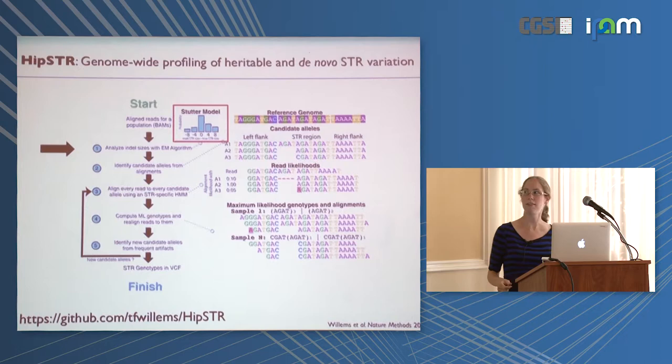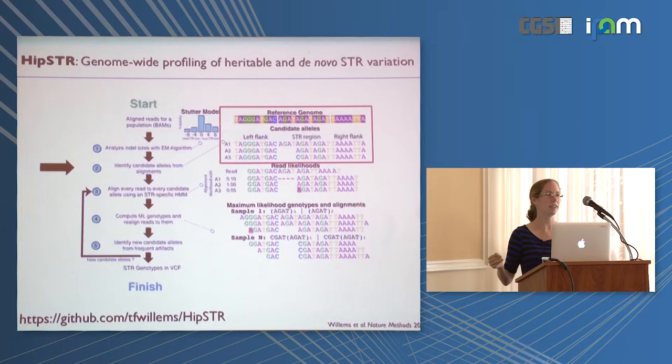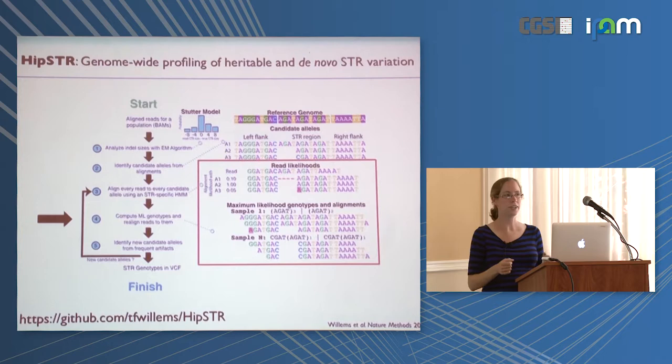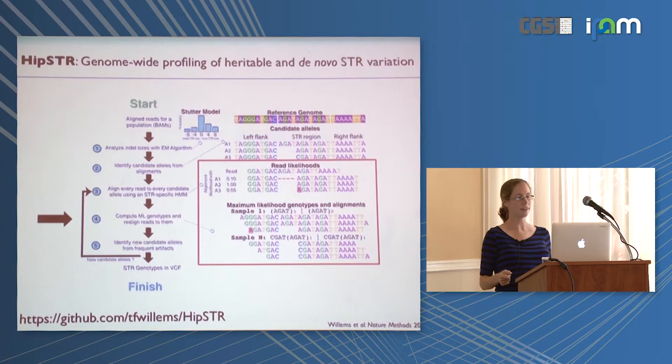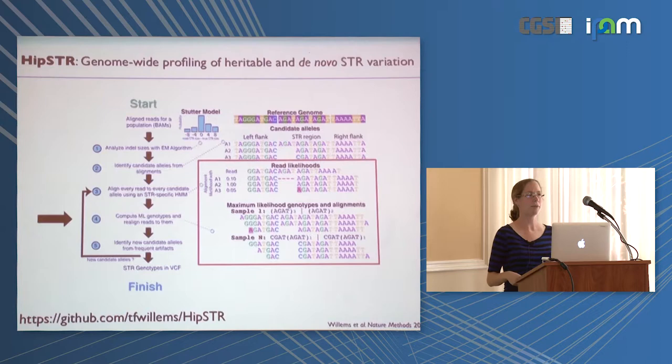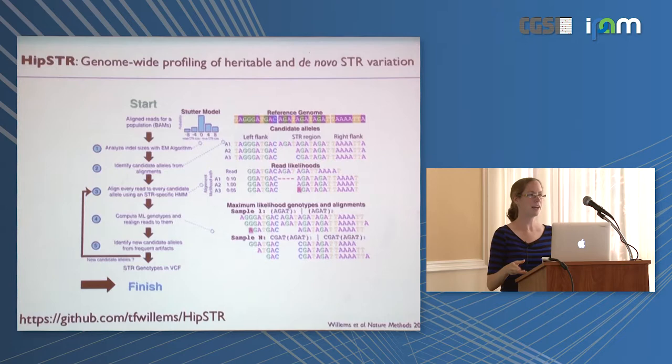Now we have a population, we can identify a candidate set of alleles. And now we can look at each read in our data set and try aligning it back to each candidate set of alleles to get per allele likelihoods using both the sequence information and the stutter model information. And we can do this iterative process where we try to align our reads back to our candidate alleles, calculate maximum likelihood genotypes, see if we have any new possible candidate genotypes, and iterate this process until we converge on a good set of genotypes. Finally, we can output all the samples in a VCF file.